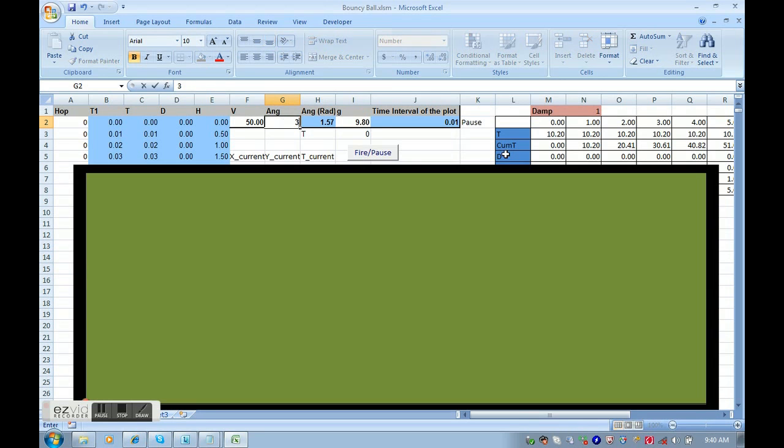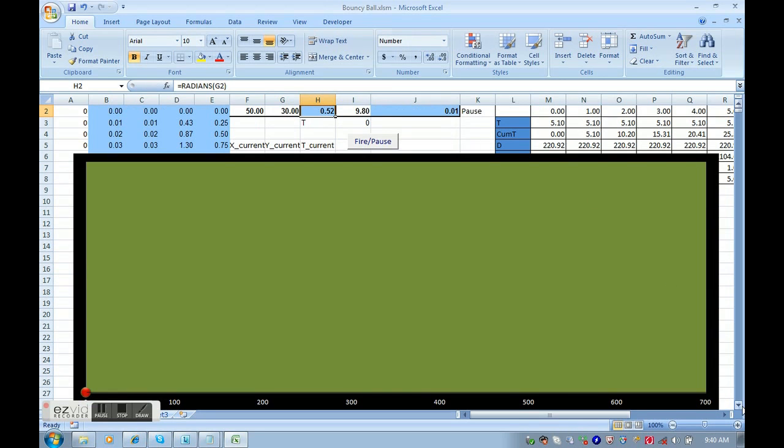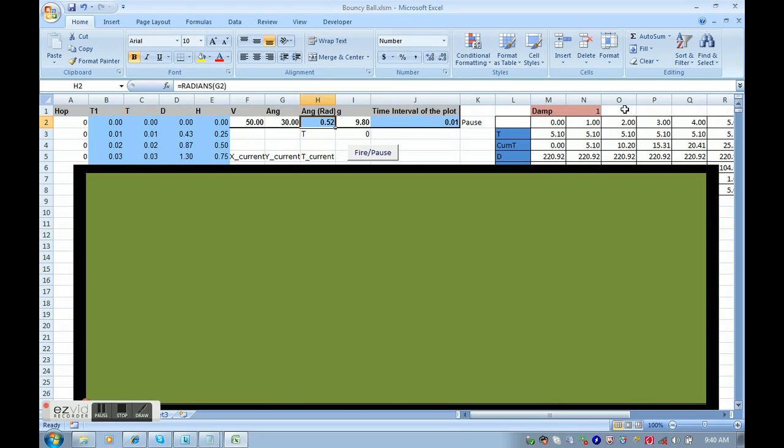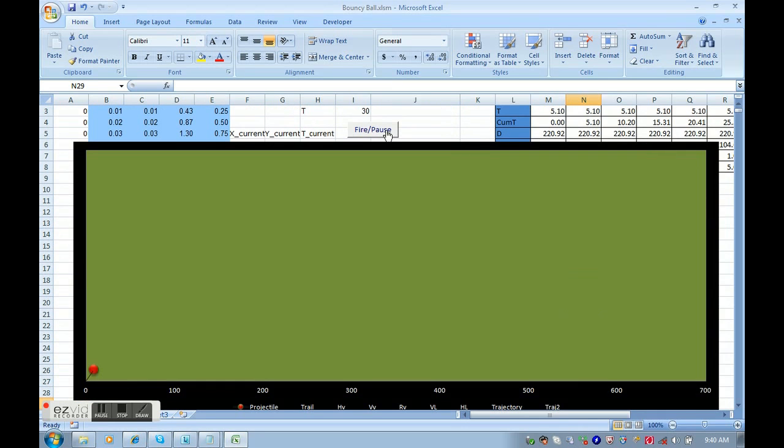So let me move it with an angle of 30 degrees. Here what we have said is it is 1, that it doesn't lose any energy. Let's see how it goes. So it will go with identical parabolas. It will not lose any of its energy. It will just go on and on like this. Just pause here.